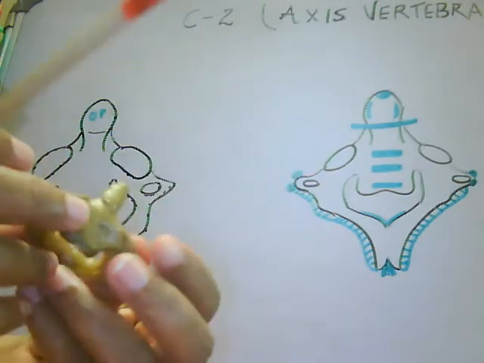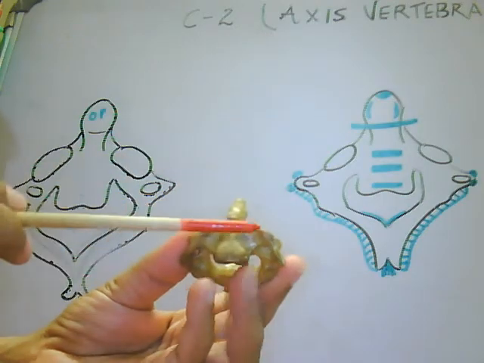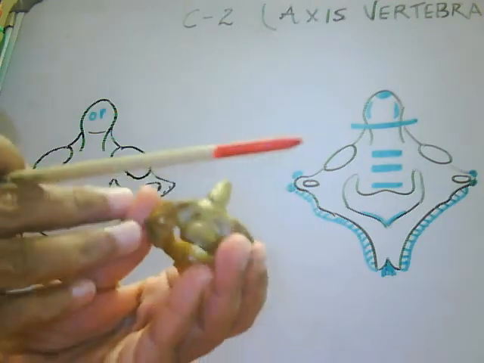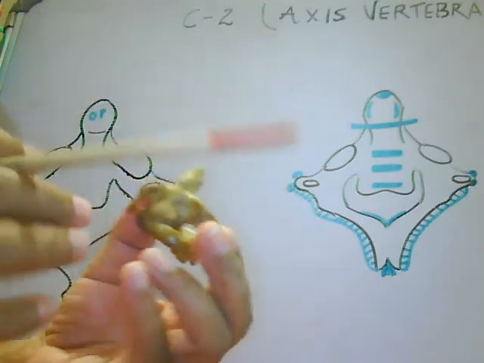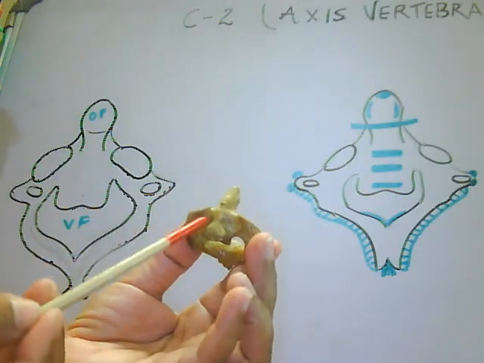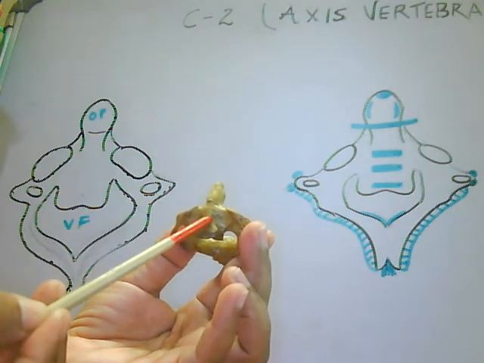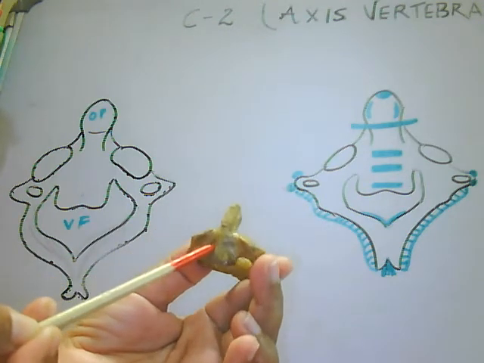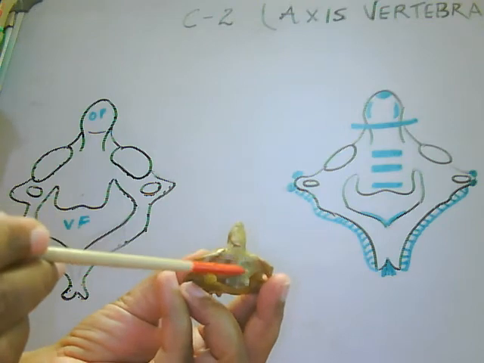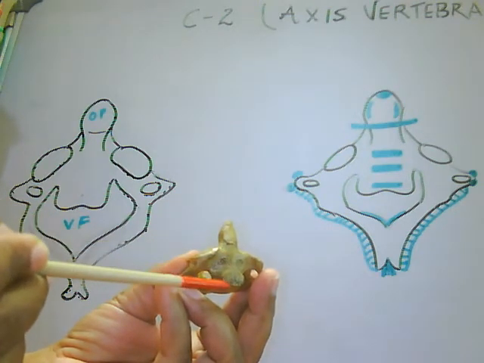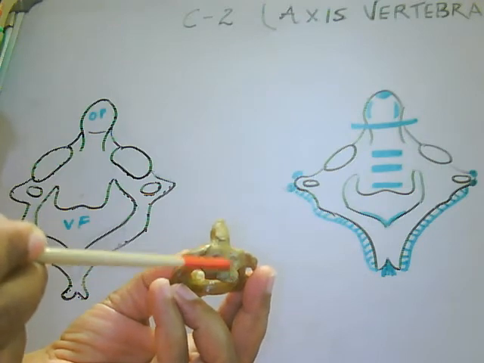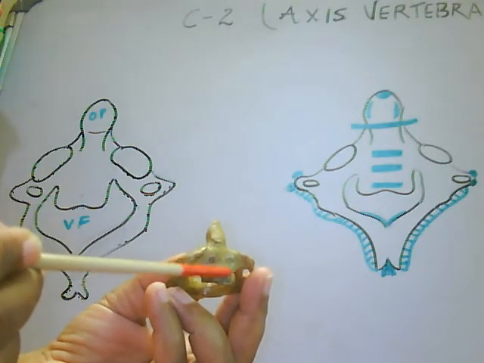Now moving on to the body. You can see the body has an anterior surface and a posterior surface. On the anterior surface, you will find attachment in the midline of a ligament that is known as the anterior longitudinal ligament. So this body on the anterior side gives attachment to the ligament in the midline, and this ligament is known as the anterior longitudinal ligament.